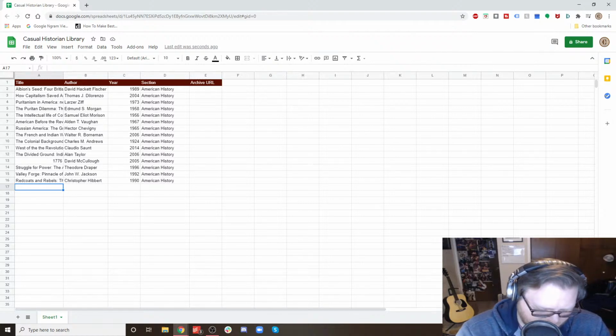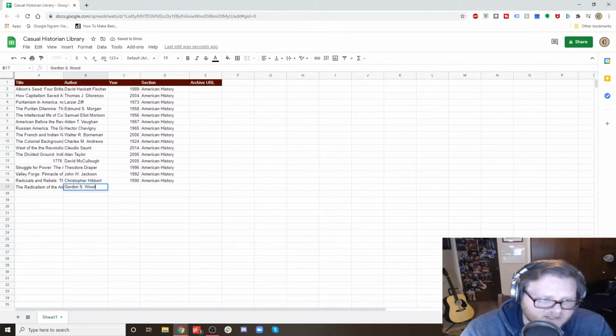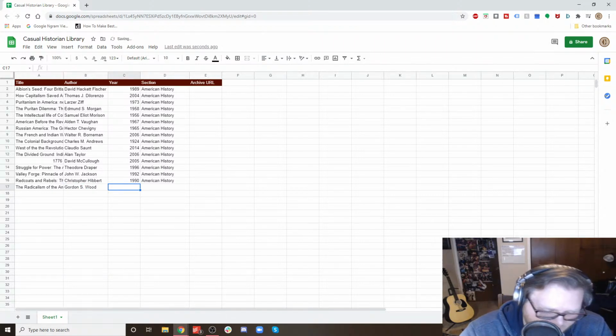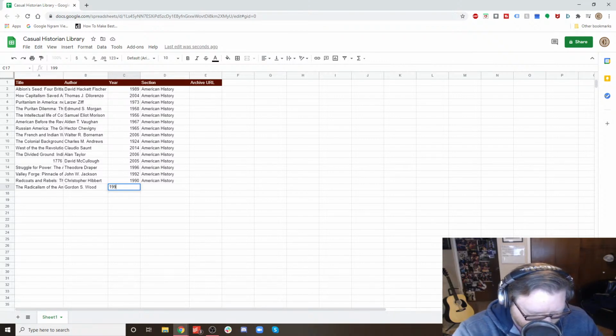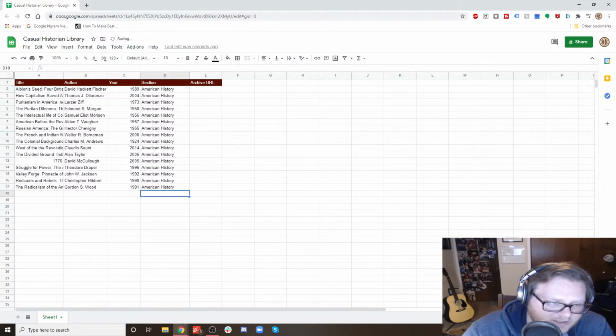Ah, yes, this one. The Radicalism of the American Revolution by Gordon S. Wood. This is a good book. I would recommend this. If you've ever seen Good Will Hunting, this is a book that gets referenced in there, or at least the author does. From the Matt Damon character that you just want to punch, because he sounds like every insufferable college kid you've ever heard.